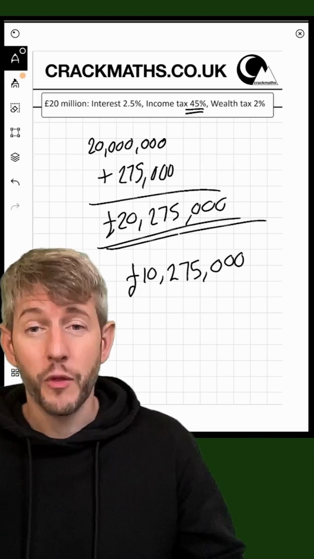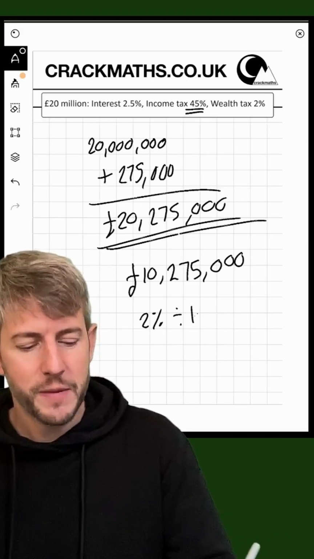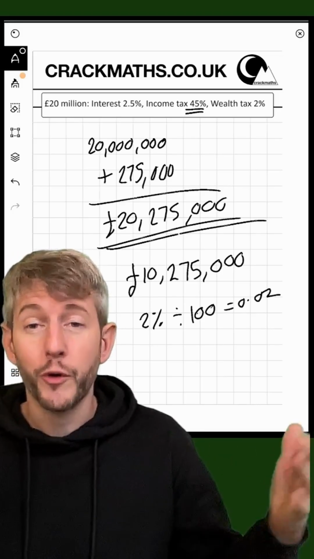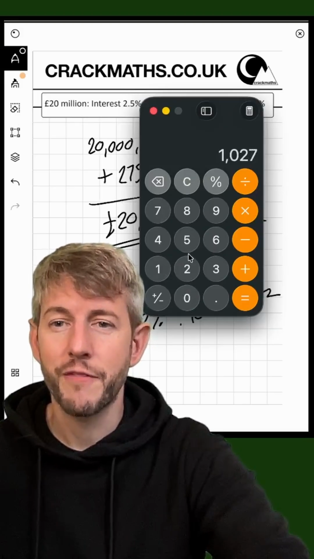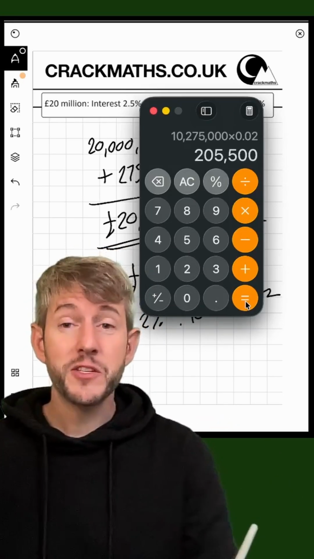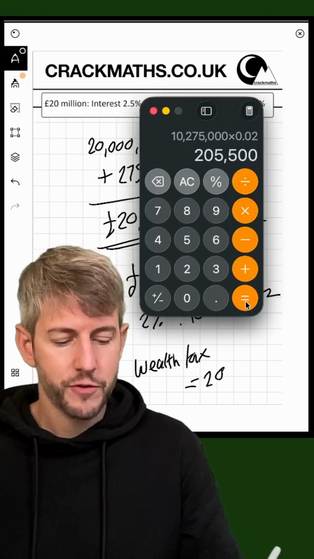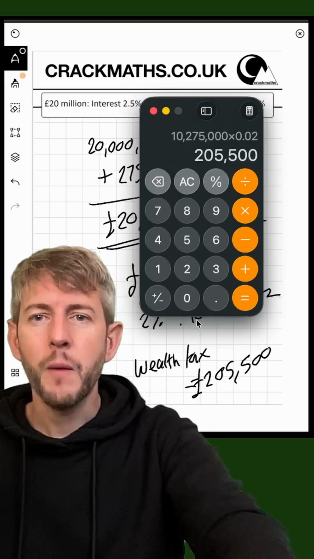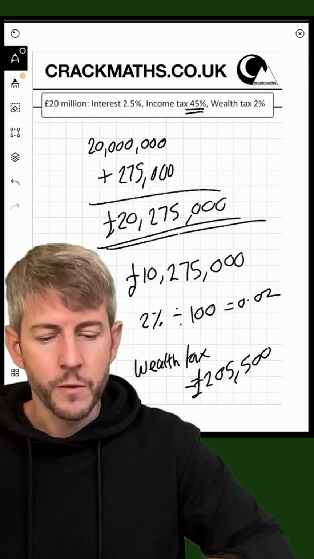So we need to find out what the wealth tax is. So the wealth tax is 2%. So again, to find 2%, we divide it by 100, which equals 0.02. And now anything we multiply by 0.02 will tell us 2%. So let's do 10,275,000 multiplied by 0.02. And here we go. This will be the amount of wealth tax they have to pay. So the wealth tax will equal £205,500. Right, now the question is, how much money are they going to be left with at the end of the year, and is this wealth tax fair? So let's have a look.